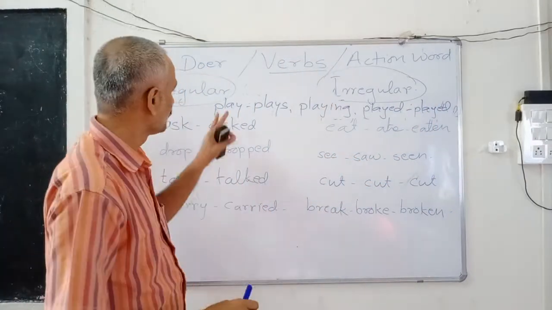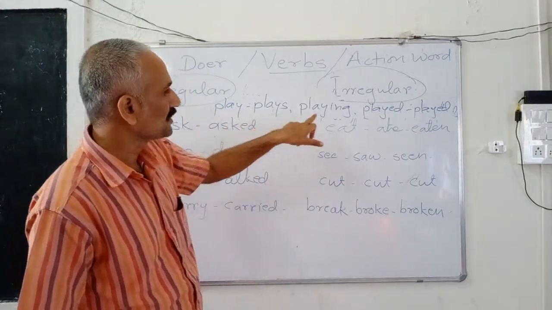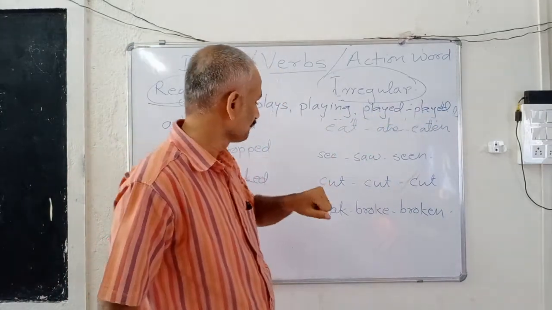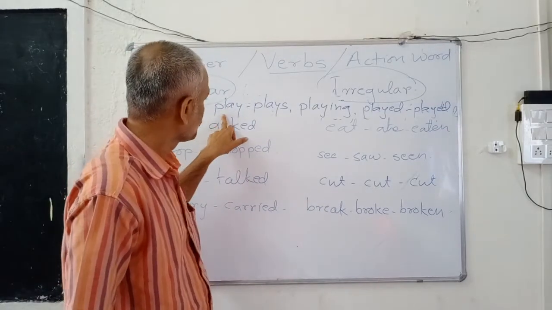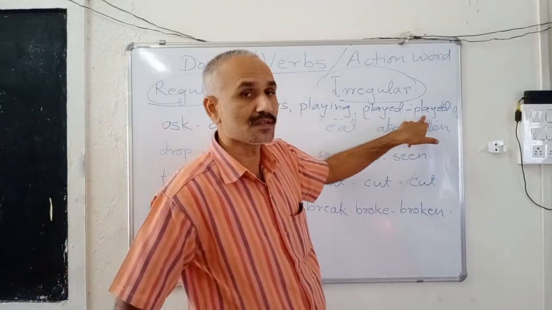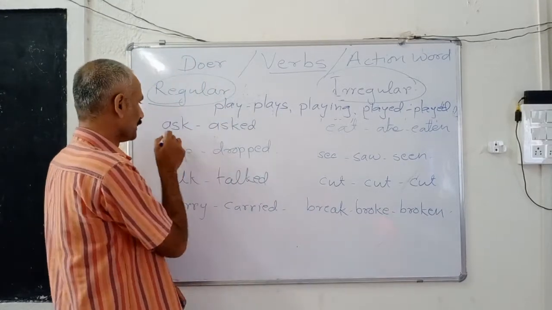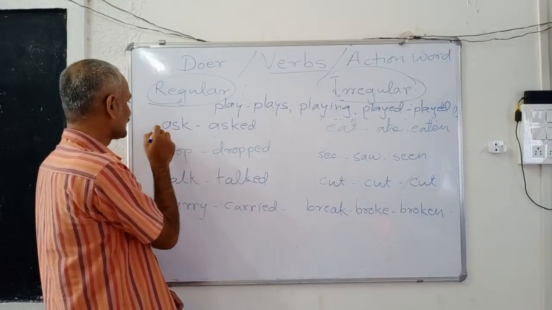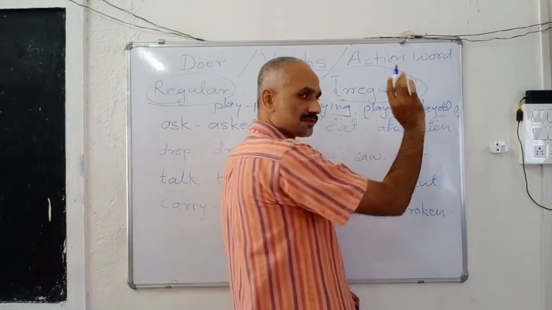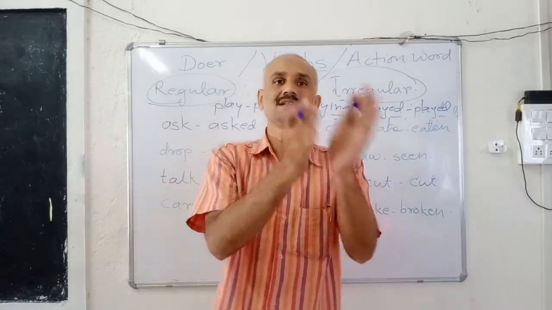For example, here it can be different. See, sees, seeing, saw, seen. Break, breaks, breaking, broke, broken. Now try to understand. Here, in the case of a regular verb, take this one: ask, asking, asked. So we have a very typical pattern when you change the verb into these different forms.